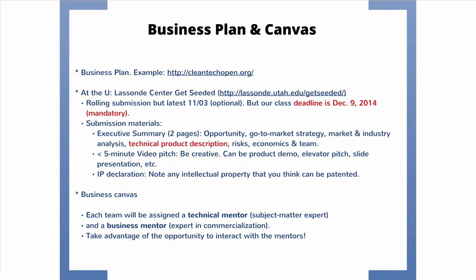And finally, if you have any intellectual property that you think can be patented, you can do an IP declaration and things like that. That's a good practice, even if you don't go through it, if you want. The next thing is the business canvas. So there's a business plan and canvas. The canvas is something we'll talk about, so don't worry too much about it right now. It's basically a big form that we're going to do together as teams. It's relevant to whatever your innovation is.